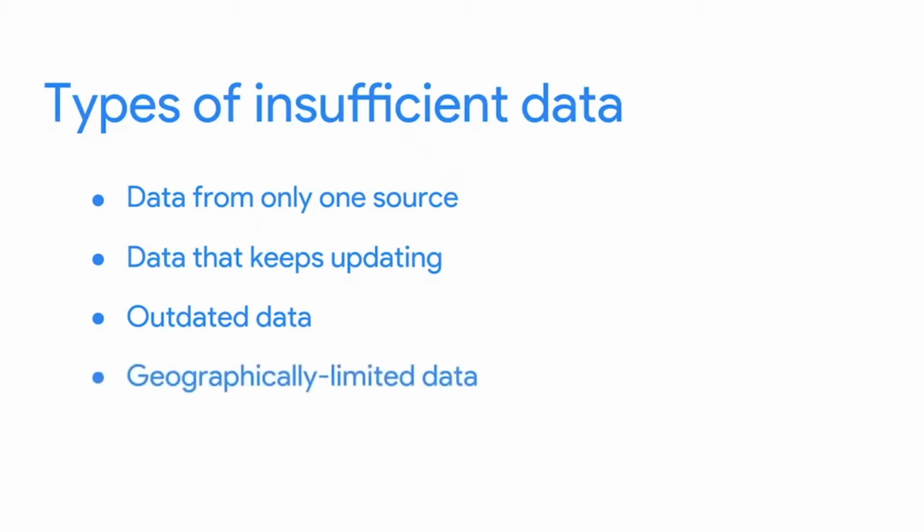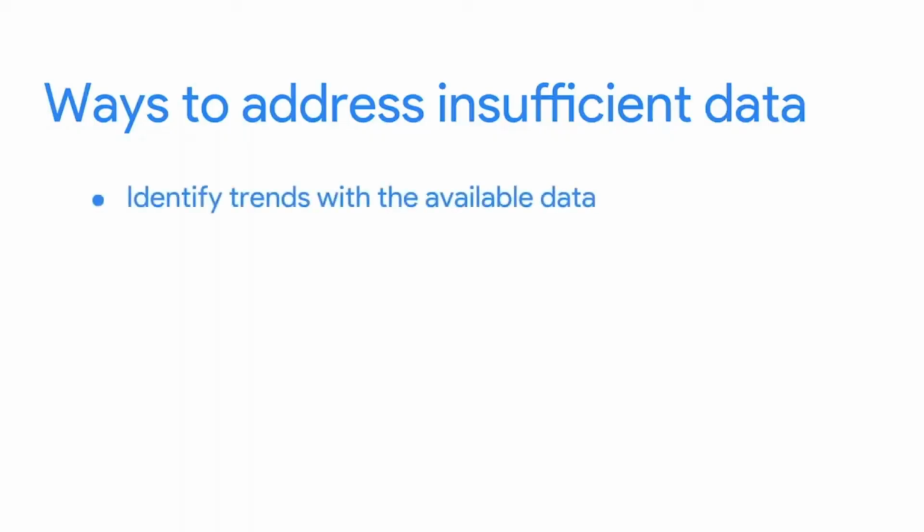Data that's geographically limited could also be unreliable. If your company is global, you wouldn't want to use data limited to travel in just one country. You'd want a data set that includes all countries. So that's just a few of the most common limitations you'll come across, and some ways you can adjust them. You can identify trends with the available data, or wait for more data if time allows.